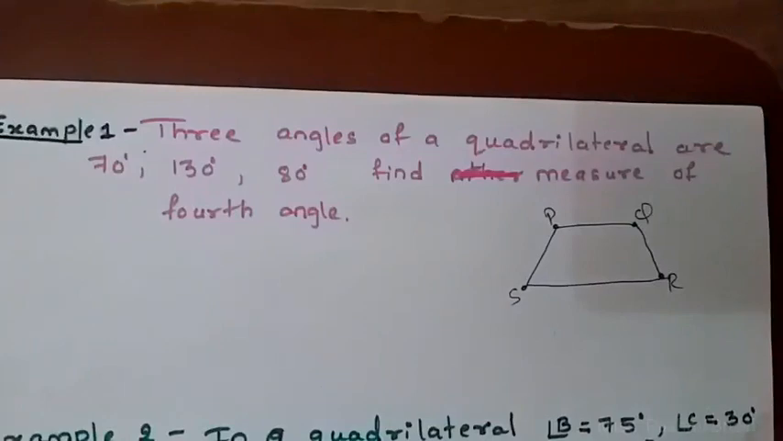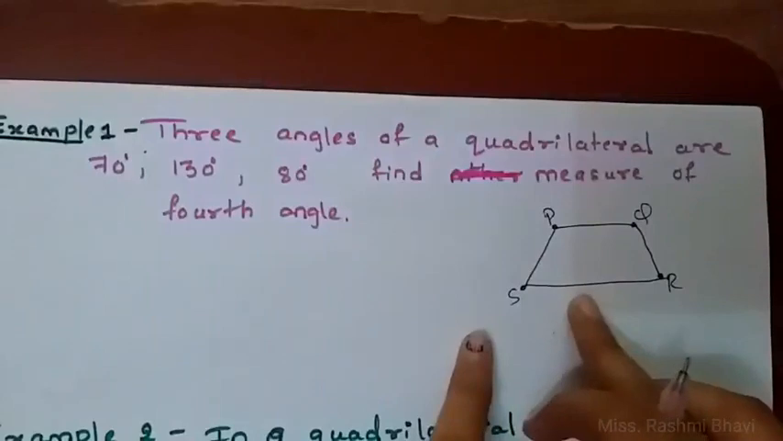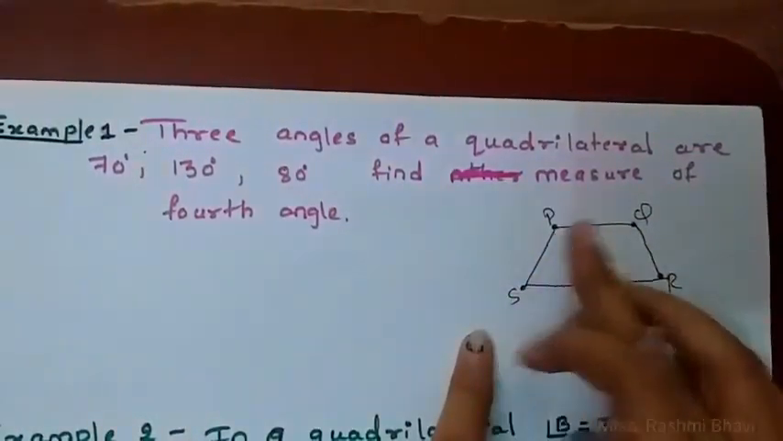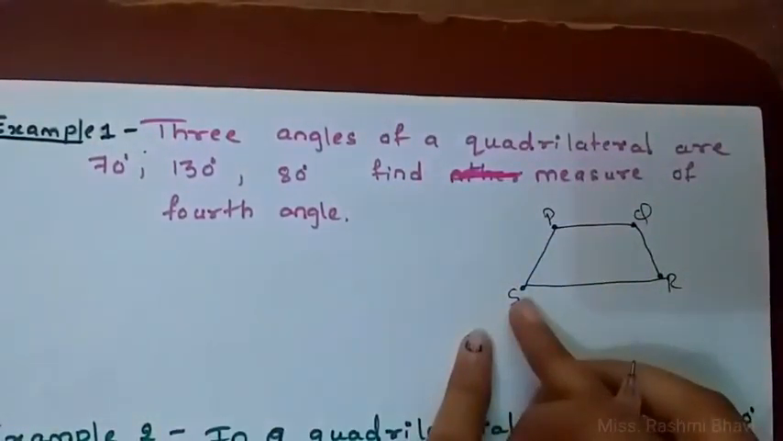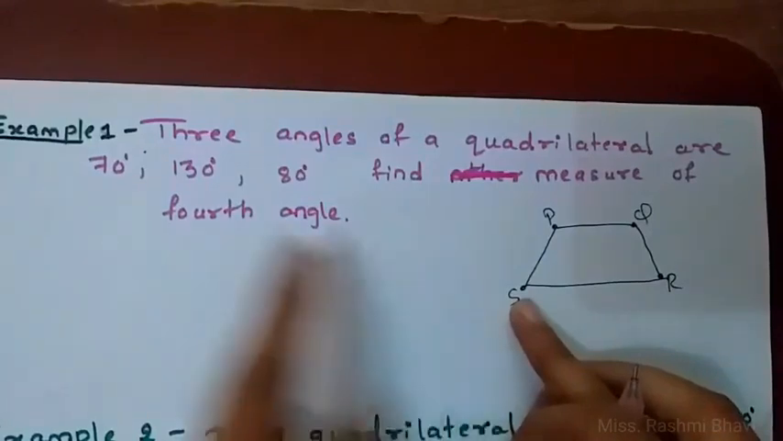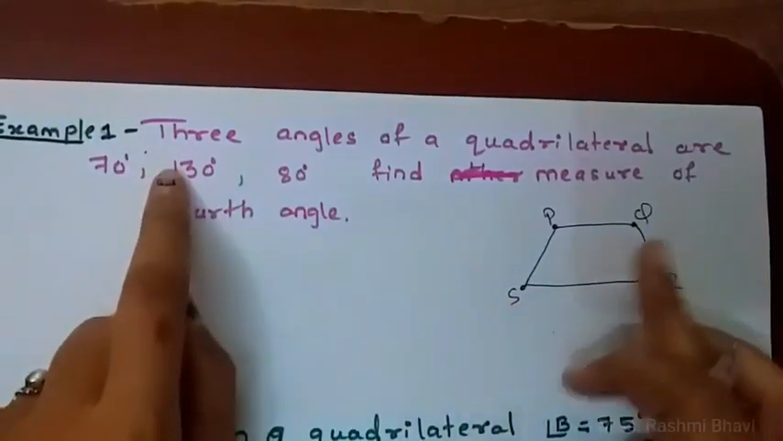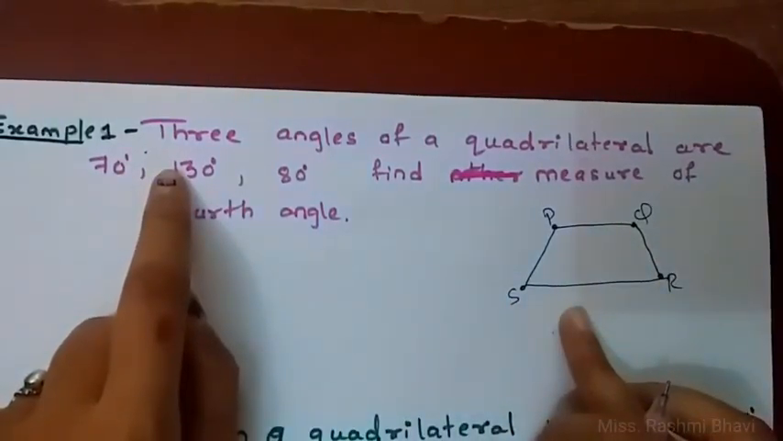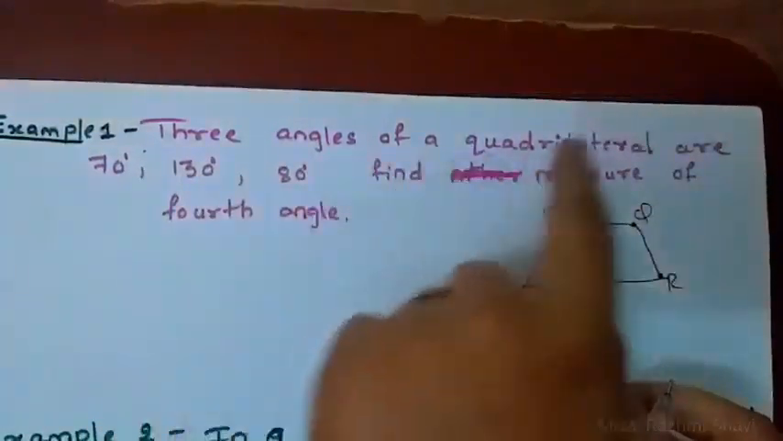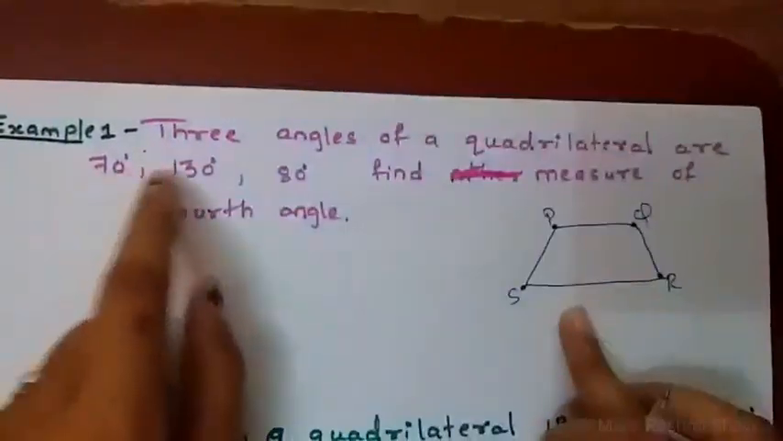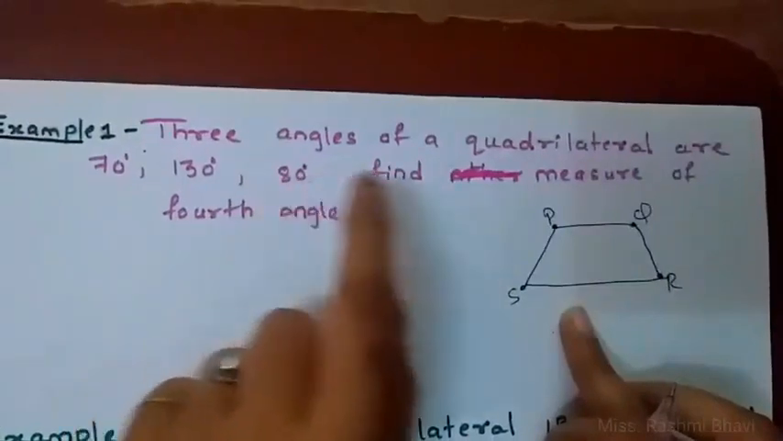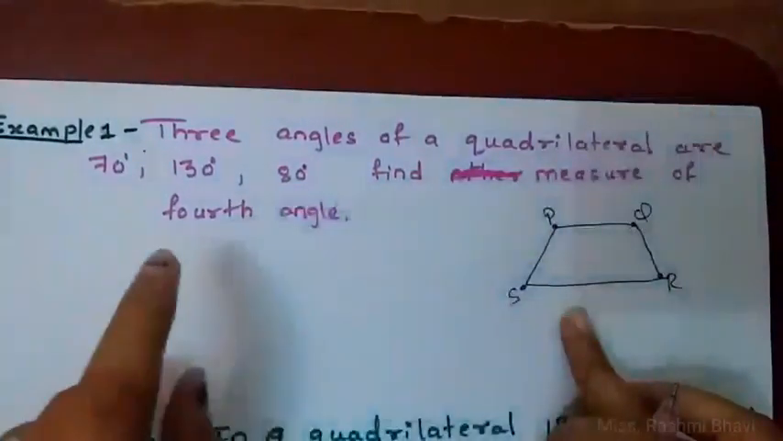Angle sum property of quadrilateral is that the sum of the interior angles of the quadrilateral is 360 degree. Here this is the quadrilateral. Here we have 4 angles. The sum of these 4 angles is equal to how much? 360 degree. Just see this question now. Based on this concept we will solve the example here. 3 angles of a quadrilateral are 70 degree, 130 degree, 80 degree. Find the measure of the 4th angle.